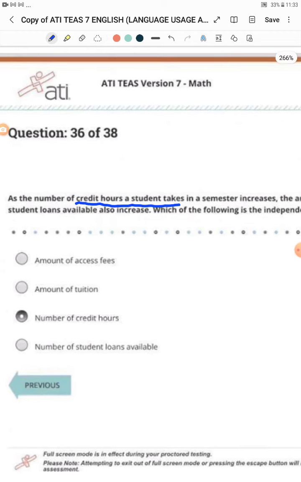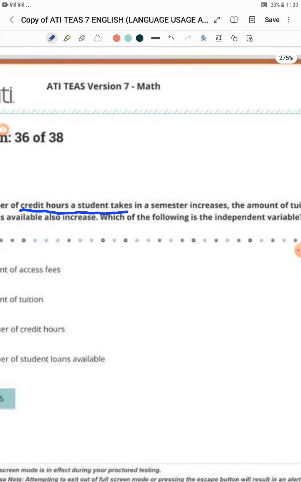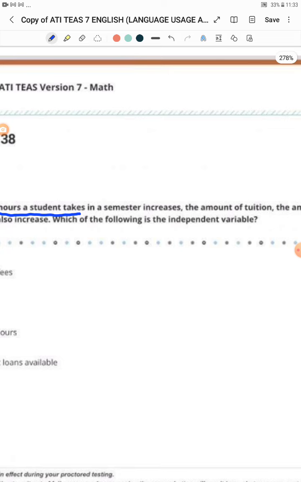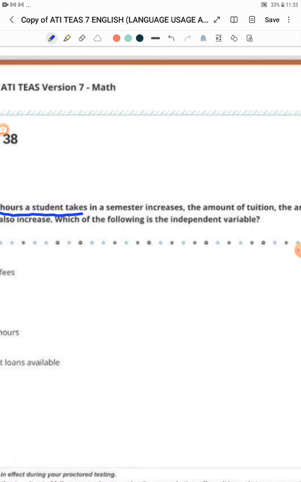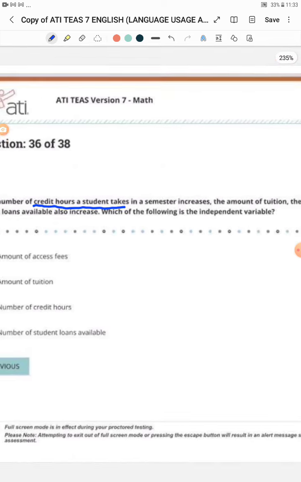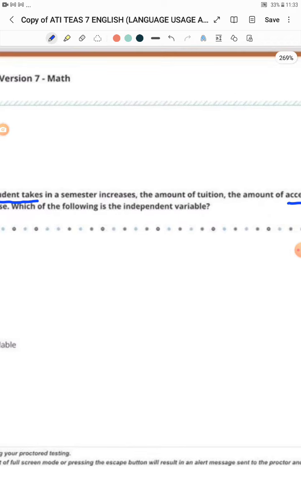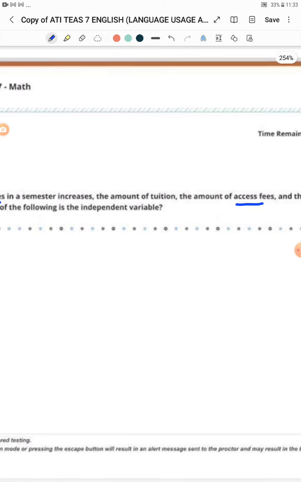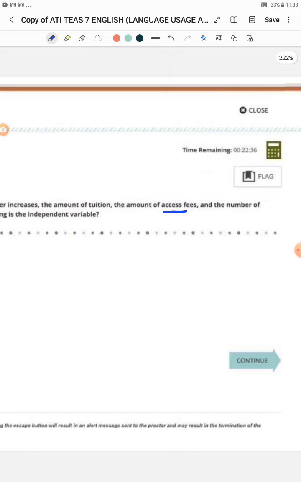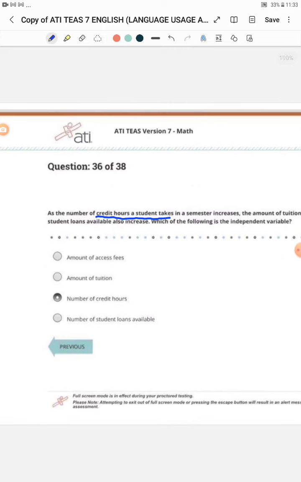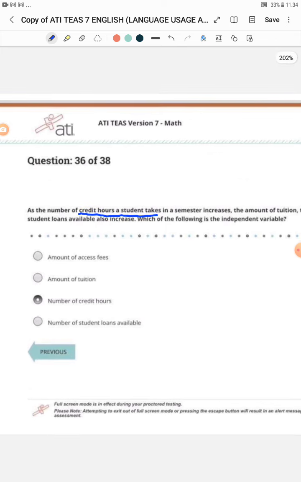As the number of credit hours a student takes in a semester increases. So for us to decide anything here, the first thing we are going to check is the number of credit hours. And when we have checked it, that's what will determine the amount of tuition, the amount of access fees, and the number of student loans. So the increase in the number of credit hours is what will control the adjustments in the rest that we have stated. In other words, the number of credit hours here is the one that is independent of the others.